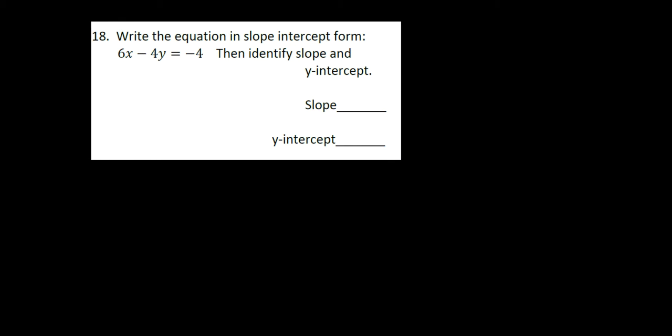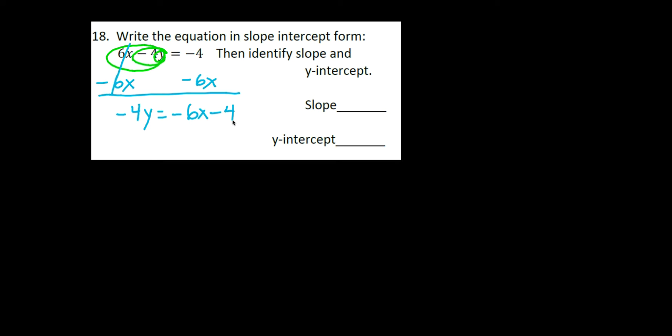In number 18, I needed to write this in slope-intercept form. I'm trying to get that y by itself. It has a minus 4 next to it and then a 6x next to that. In order to get rid of a 6x, I'm going to have to do a minus 6x on both sides. That's going to leave me with negative 4y equals negative 6x minus 4.